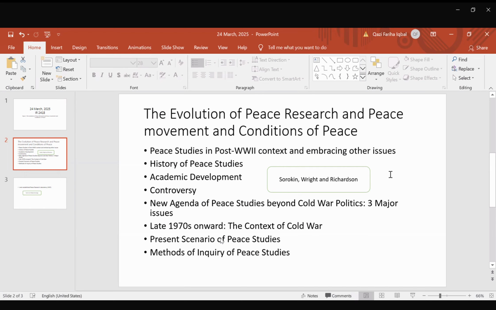So let's move on to the new agenda of peace studies beyond the Cold War politics. Three major issues pushed peace research to expand its area of interest. In the Cold War era, peace research started with the ambition of preventing the possible causes of war or preventing the possible catastrophic nuclear war. However, three major developments happened which forced the peace researchers to include other necessary issues. So what were those three developments?